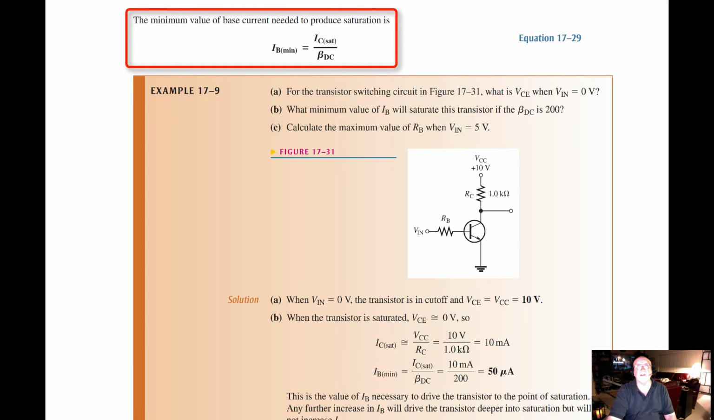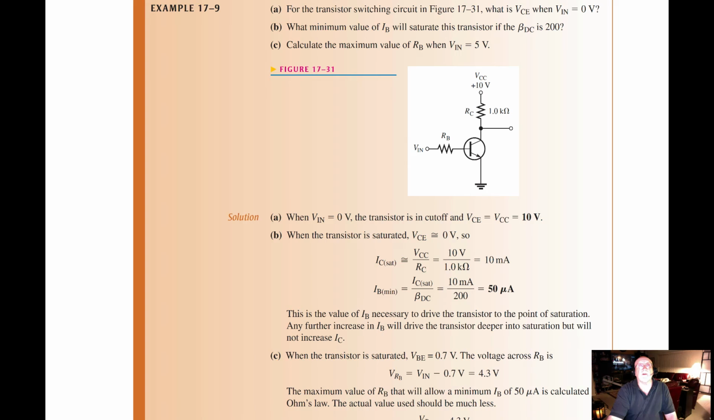So in this example, for the transistor switching circuit, what is VCE when Vin is 0? What minimum value of base current will saturate the transistor if beta DC is 200, and calculate the maximum value of the base resistor when Vin equals 5 volts. So take a look at our diagram. We can see VCC is 10 volts. We've got the collector resistor at 1K ohm and our other resistor and Vin.